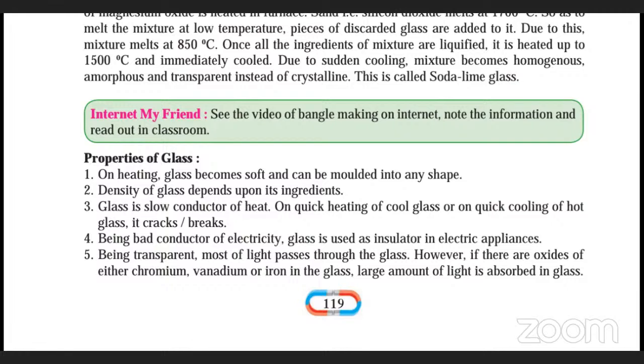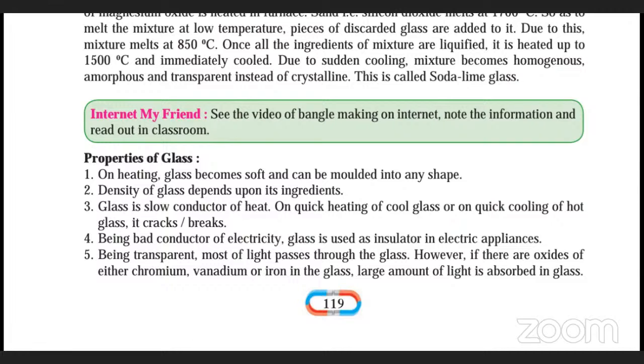Then it is a bad conductor of electricity. Bad conductor means what? Electricity cannot flow through glass. It is transparent. Because it is transparent, light can pass easily through the glass. That's why our windows are made up of glass, right? Because we want light to enter our house. If light does not enter our house, everything will be dark, and how will we be able to see things? So glass gives us protection as well as lets light pass through. So it is a good thing.